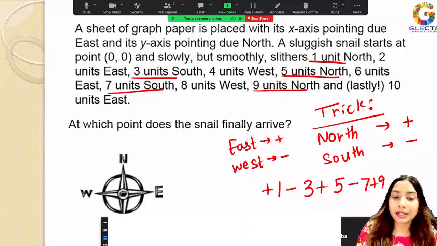Anyone can give the answer for this? What is 1 take away 3 plus 5 take away 7 plus 9? In the chat box.